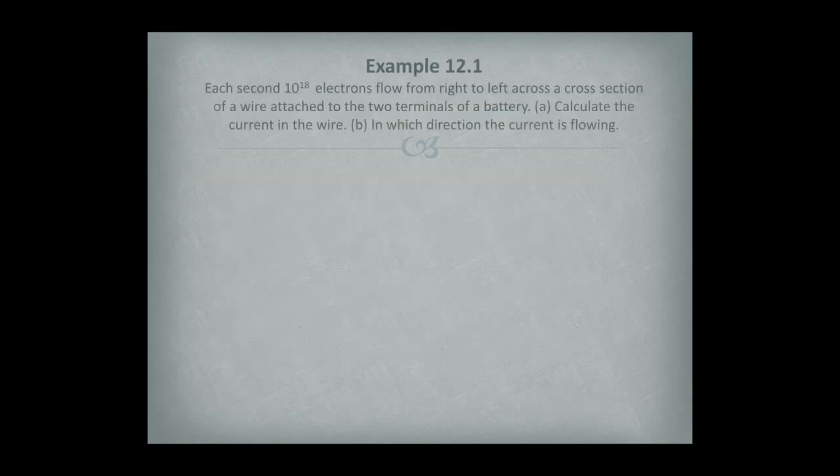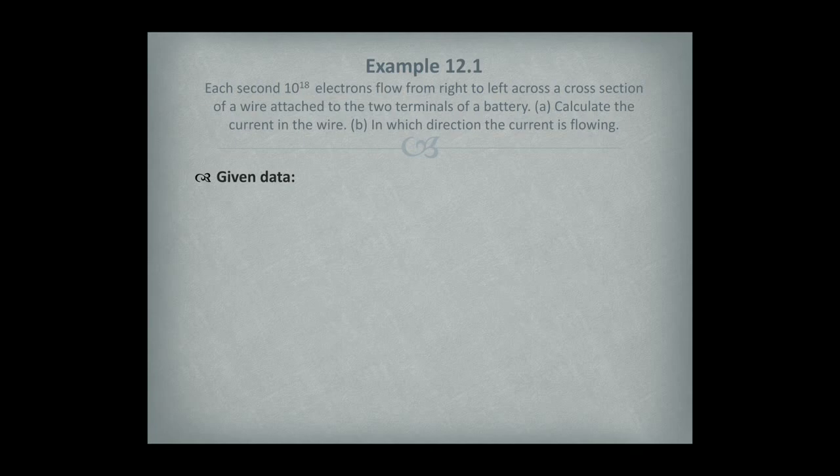Here is a solved example, that is the first example of the chapter. Each second, 10 raised to the power 18 electrons flow from right to left across a cross-section of a wire attached to the two terminals of a battery. A part, calculate the current in the wire, and B part, in which direction the current is flowing. We are going to find it.